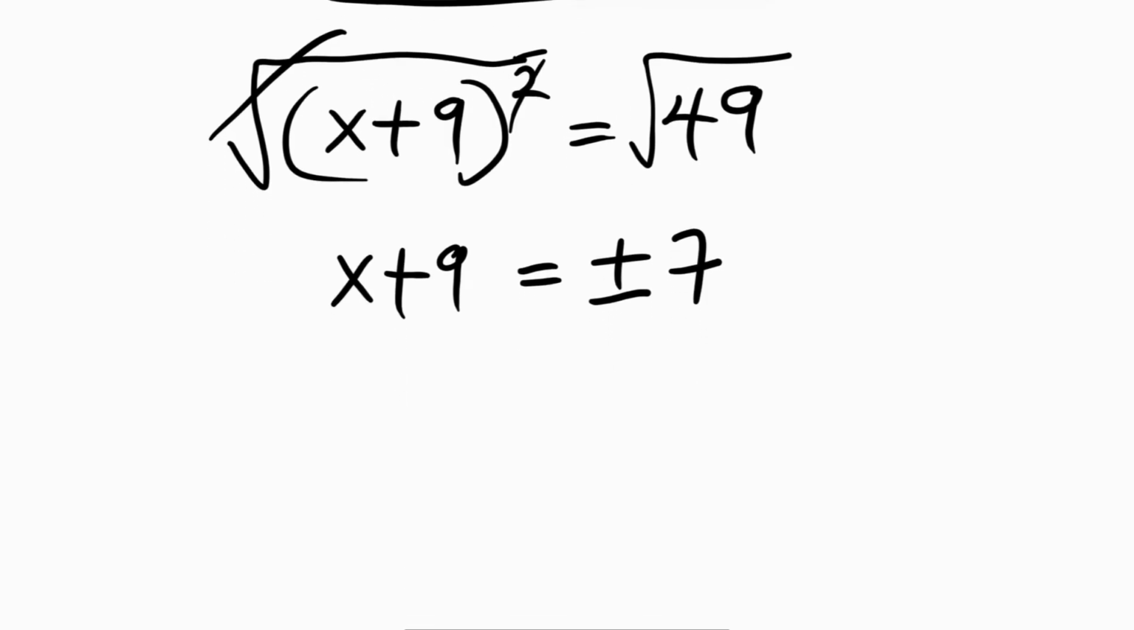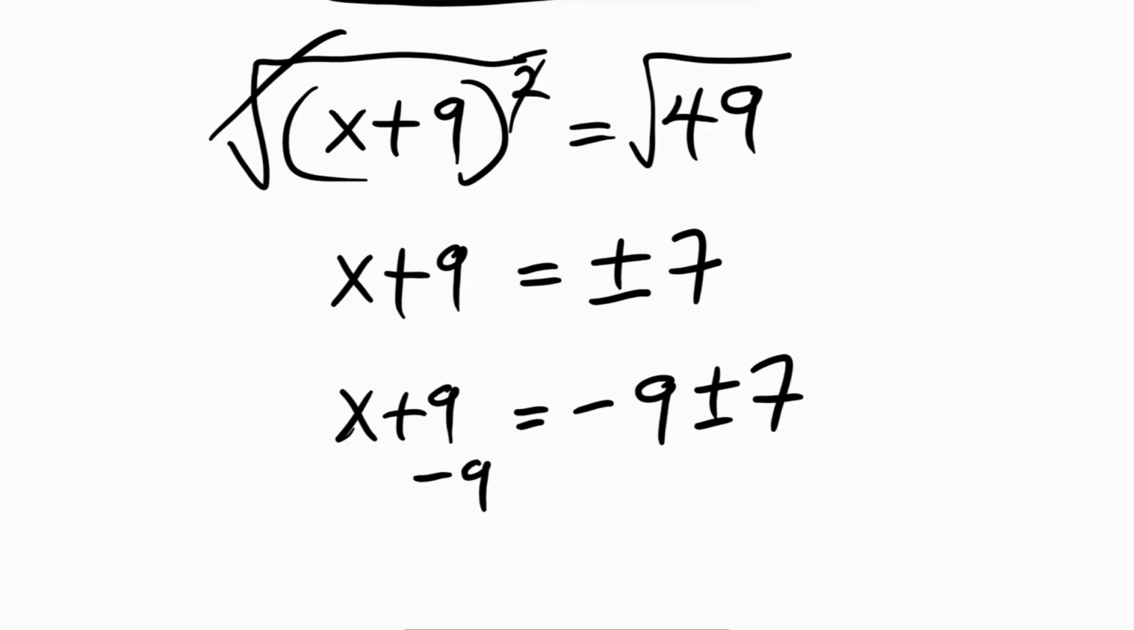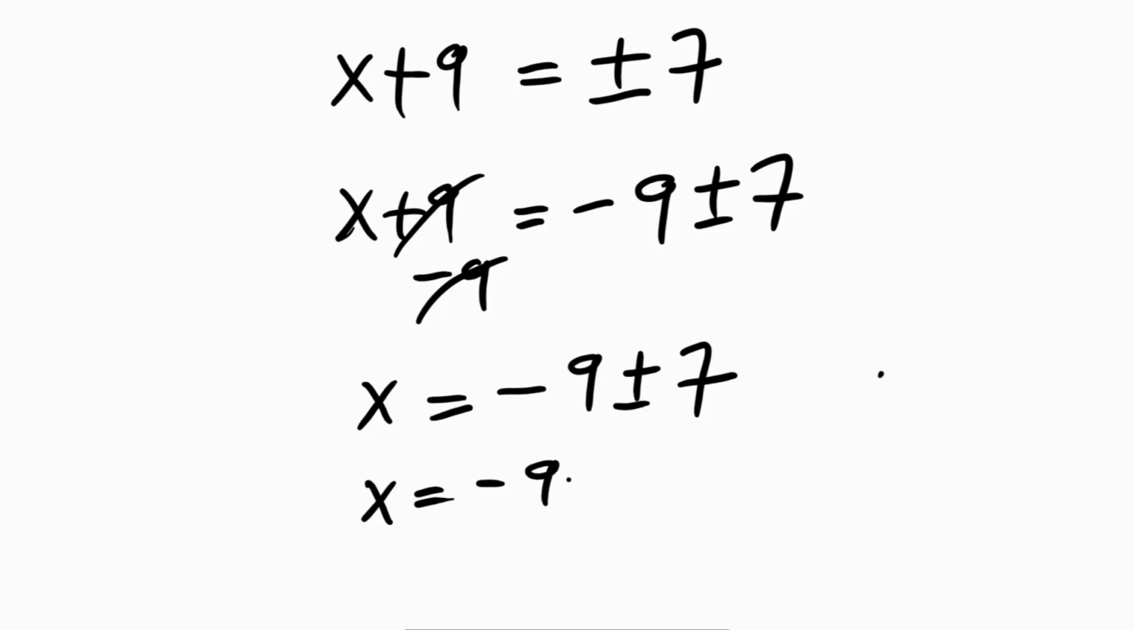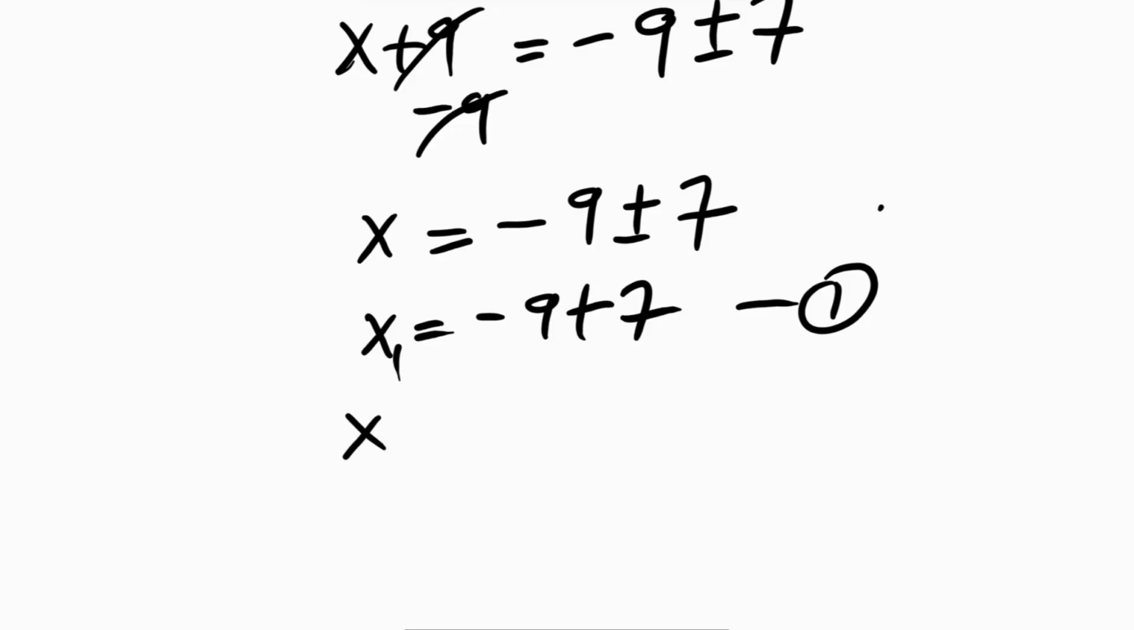All right, so now we subtract 9 from both sides. We have x + 9 minus 9, subtract 9 here, that cancels out. We have that x now is equal to minus 9 plus or minus 7. So here we have two solutions, right? We have that x is equal to minus 9 plus 7, first solution, x1. And x2, we have minus 9 minus 7 as the second solution.